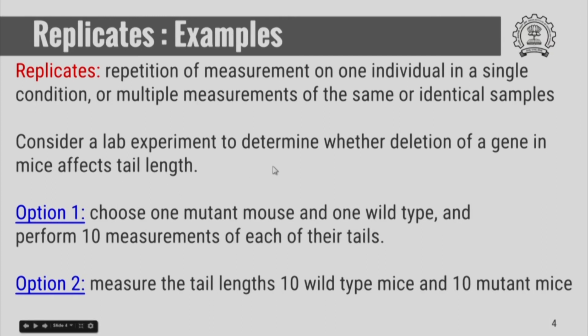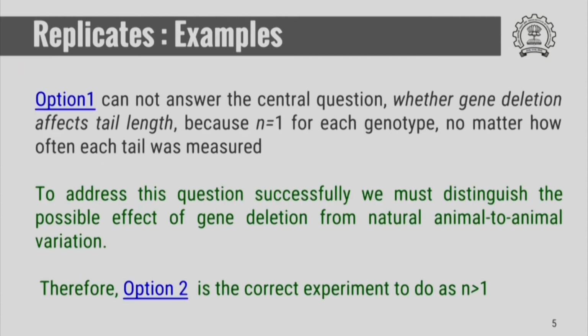Let us consider a lab experiment to determine whether deletion of a gene in mice affects its tail length. Now, there are two options to do this experiment. One can choose one mutant mouse and one wild type mouse, and perform 10 measurements of each of their tails. The second way of doing this experiment is to measure the tail length of 10 wild type mice and 10 mutant mice. Now, the question is which one of these two is the correct way of doing this experiment.